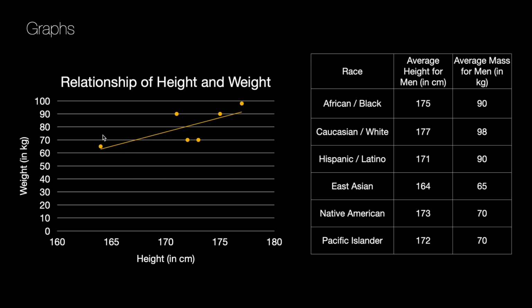We can also label these dots. This is the East Asian by average, and this is going to be the Caucasian white male by average. Not saying that there aren't any white male that is not very tall and not very heavy, and not saying too that there are East Asian men that are not tall and not heavy.